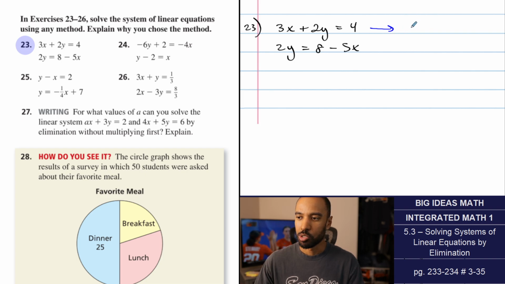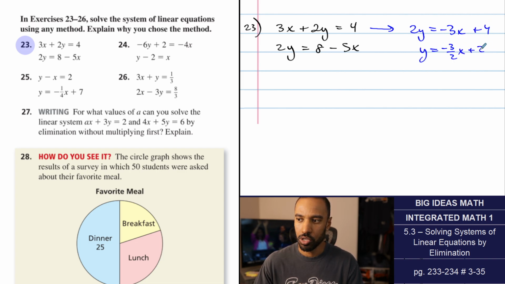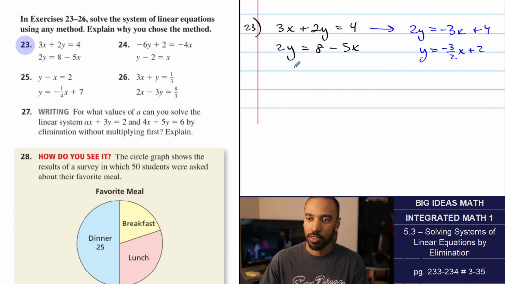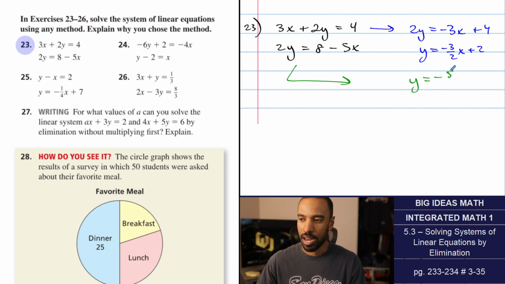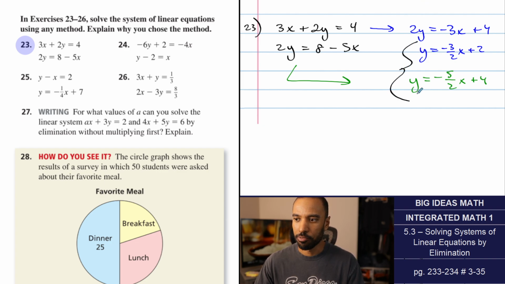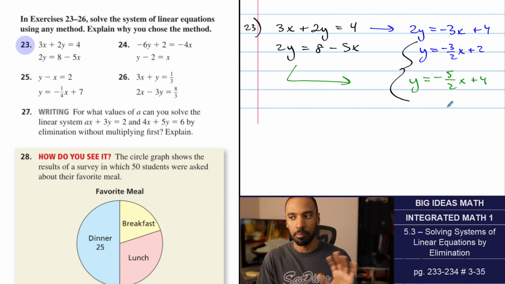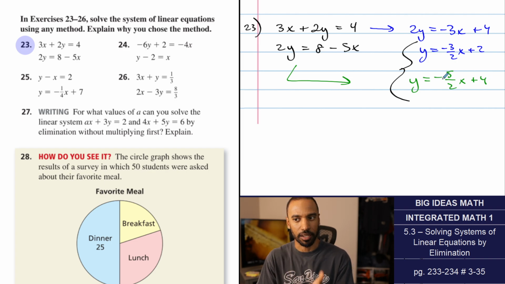I could subtract 3x from both sides. I was poo-pooing on graphing before, but just to show you as far as this goes, divide by 2, you get y equals negative 3 halves x plus 2. That's not bad, right? The y-intercept ain't a fraction. And for this one here, if I divide everything by 2, you get y equals, I'm going to put this one first, negative 5 halves x plus 4. Hey, guys, that's not a bad system for graphing. Maybe I'll graph and double check and make sure I still get the right answer. But there's a graphing version of this.